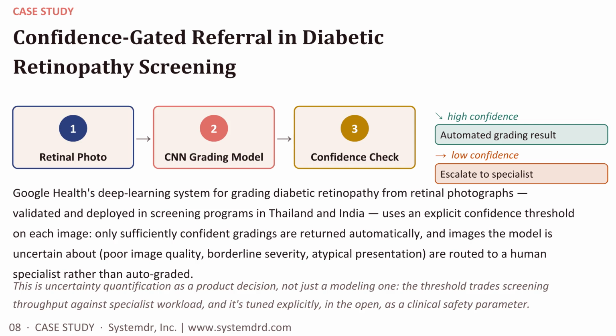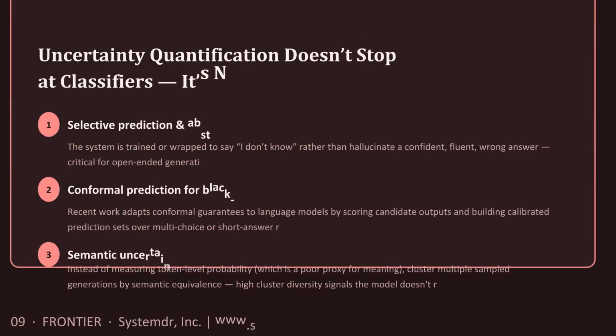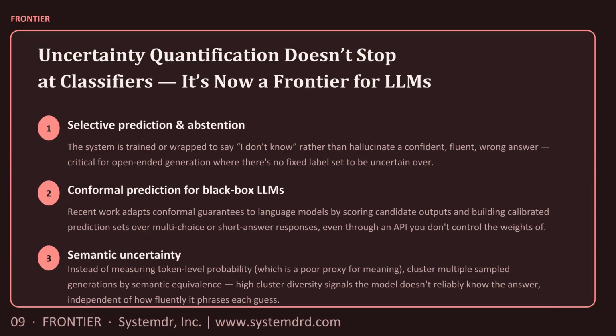The frontier now is applying that same discipline to generative and foundation models. The classical uncertainty toolkit was built for models with a fixed output space, a class label, a bounded number. That assumption breaks down for open-ended text generation, and that's where the field is moving now.